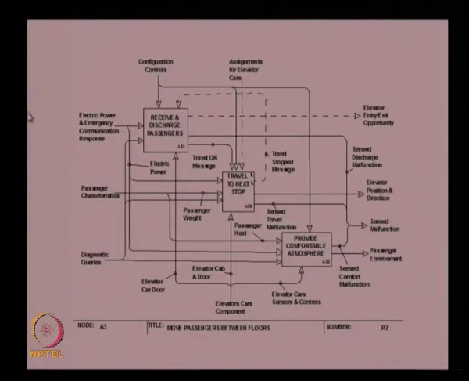Basically it will go to the next floor if the passengers have gone into the car safely, or have gone out of the car safely, and then that message will be sent to the elevator. Based on that information, the elevator will move to the next floor to accept passengers or to discharge passengers. That is the next level function, travel to next stop.